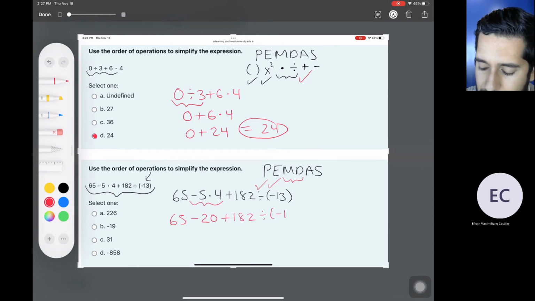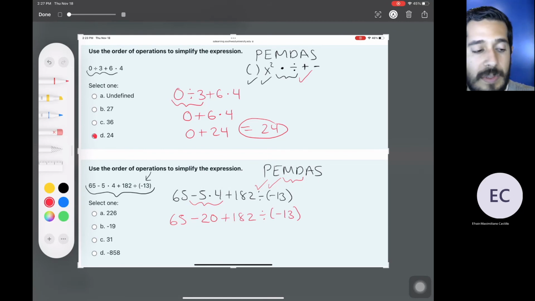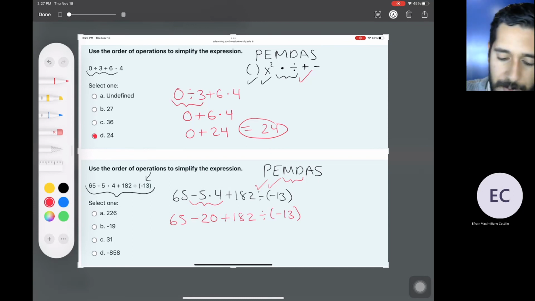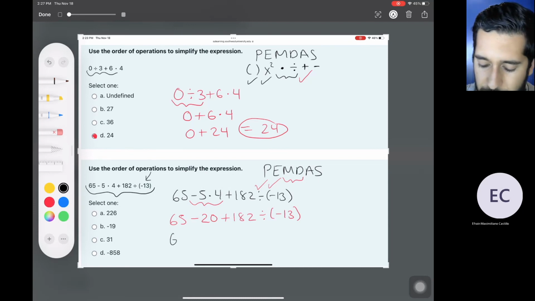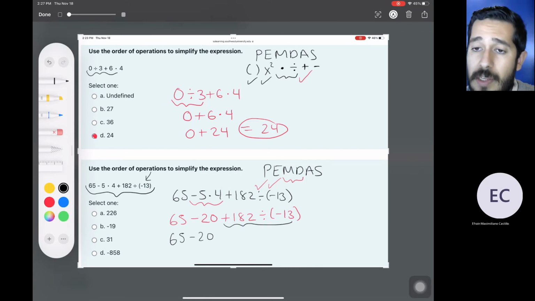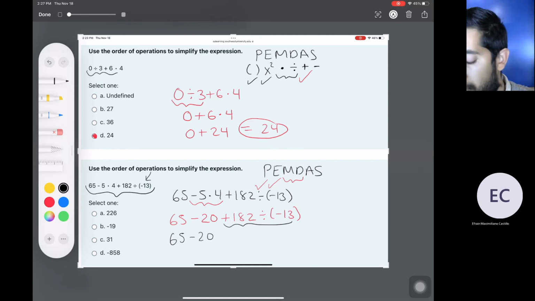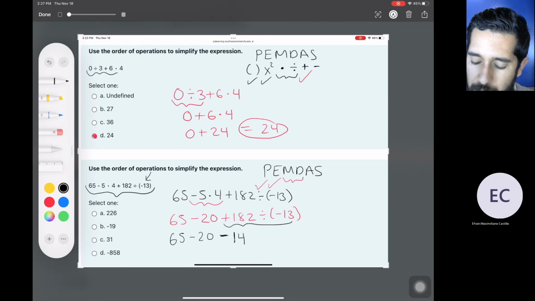And then I also have a division here to do: 182 divided by negative 13. That's the next thing that I have to do. If you divide a positive number by a negative number, you are going to get a negative result, just like the same rules for multiplication. So if I take 182 and divide it by negative 13, I know the result is going to be a negative number. And if you do the magnitudes, 182 divided by 13, you should get 14 here.